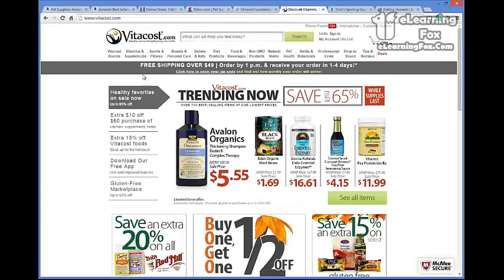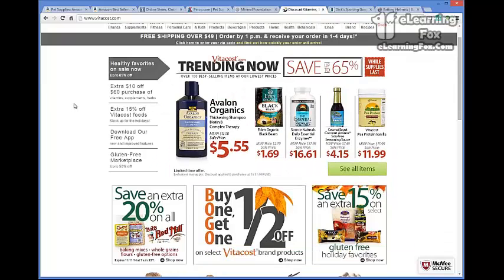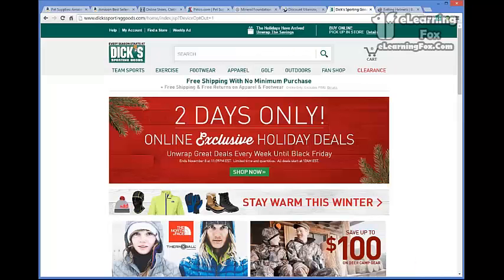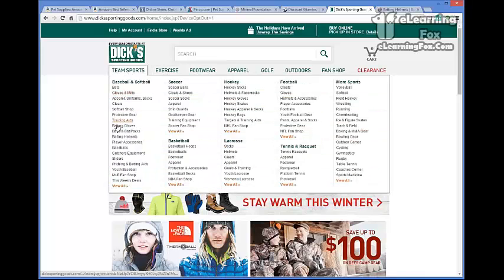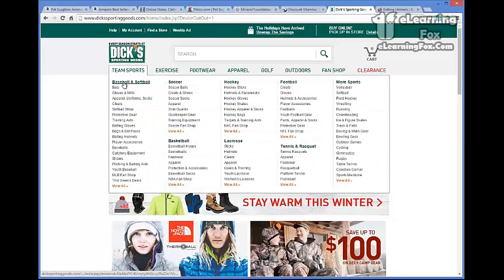The next suggestion here, like vitamins and supplements. If you find that you're going to local vitamin stores, this might be a great indication that you should pursue selling supplements. Another great idea, like sporting goods. If you're going to stores like Dick's Sporting Goods or very popular sports websites, then you could go in and sell those kind of products. Especially like here on Dick's Sporting Goods, if you look at team sports here, you could do an entire website just about baseball. So you could sell bats, gloves, you could sell products like that.